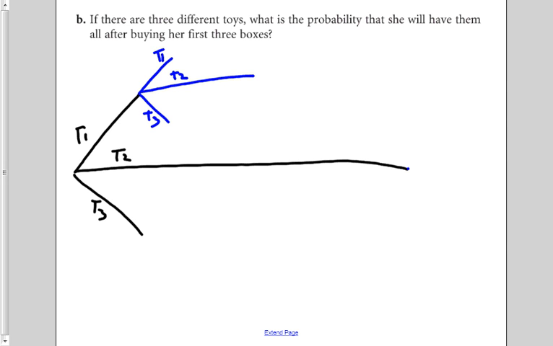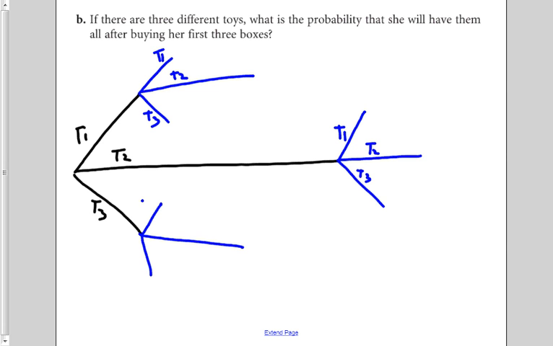Opening that second box here, I'll actually make this branch slightly shorter. Getting toy 1, toy 2, toy 3. Opening that third box and getting toy 1, toy 2, and toy 3.